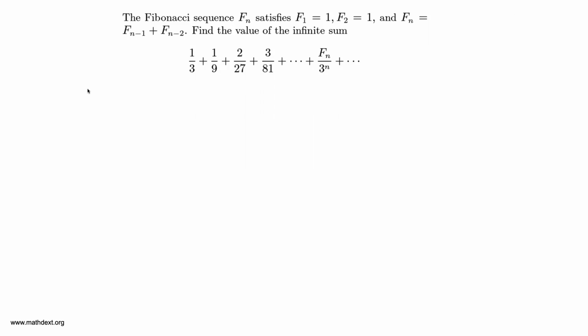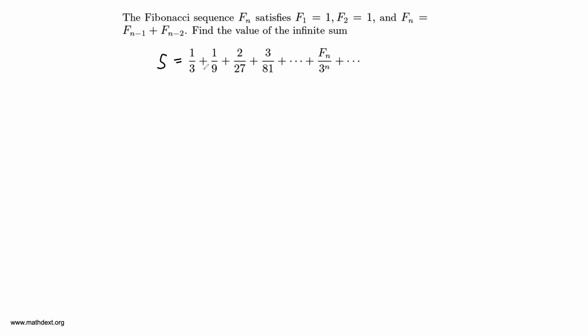All right, so what we're going to do is start by calling this sum S. S is equal to 1/3 + 1/9 + 2/27 + 3/81 + etc. plus f(n) over 3^n plus etc.